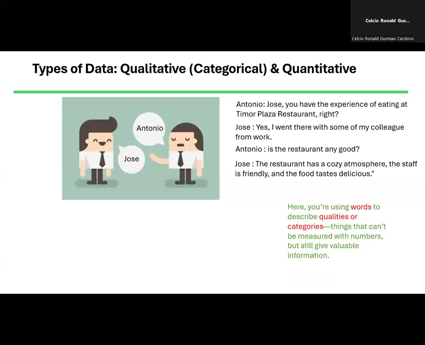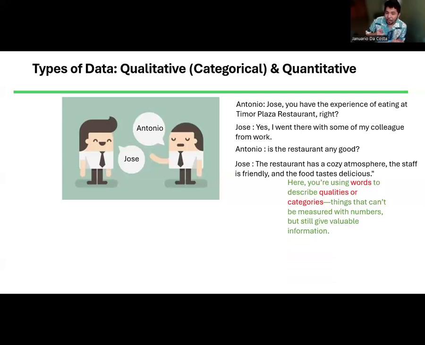Now here, using words to describe qualities or categories. Like, for example, staff friendly. That is a category, that is a quality. Or, for example, it has a cozy atmosphere. That's a quality of the atmosphere. Or, for example, the food tastes delicious. Okay? These describe the quality or category of this restaurant.